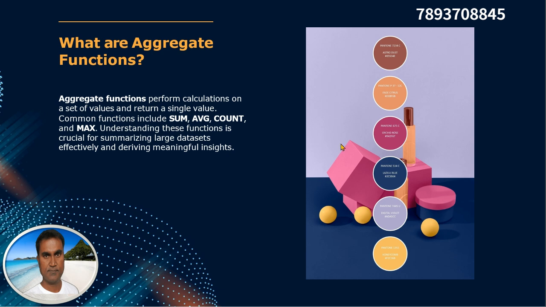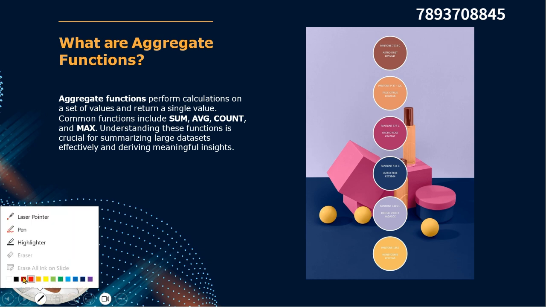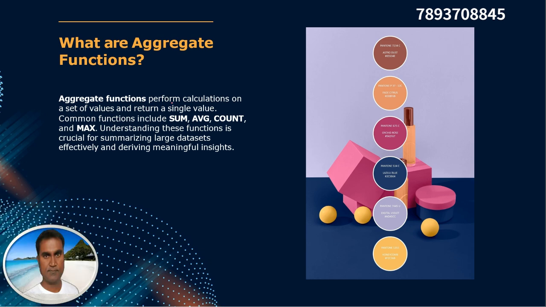Aggregate functions perform calculations on a set of values and return a single value. If we use any aggregate function on a data frame, it returns a single value. For example, sum, average, count, max, minimum. Like this, it returns a single value. Aggregate functions.